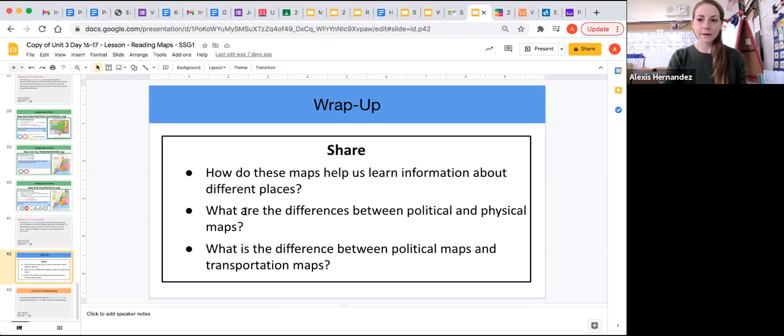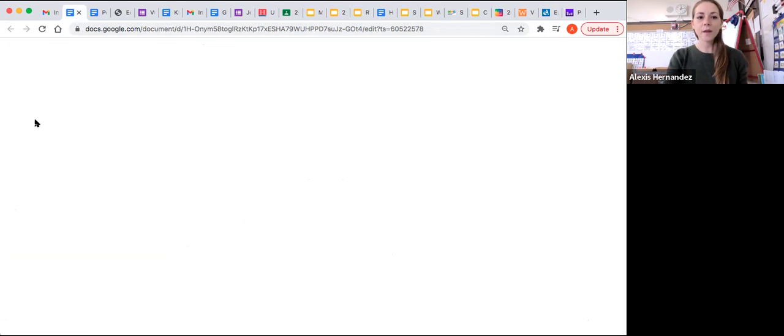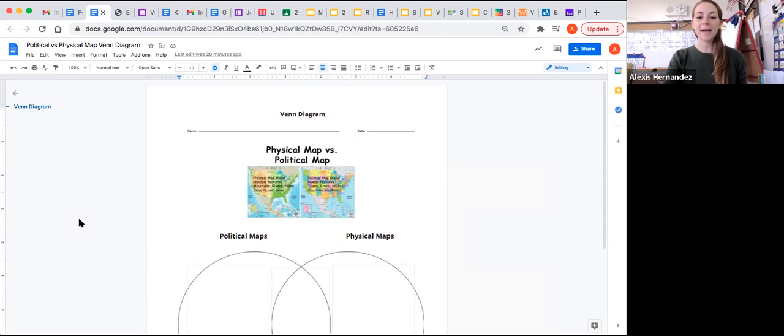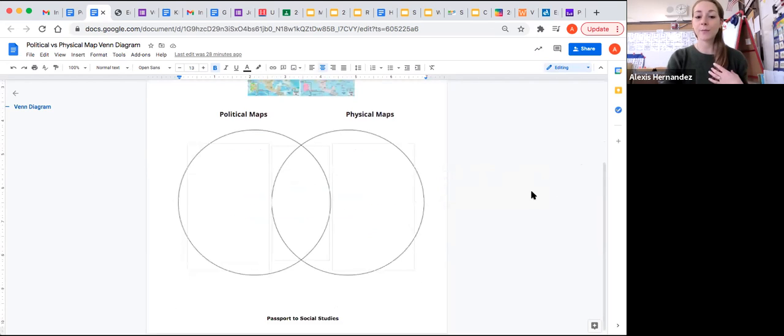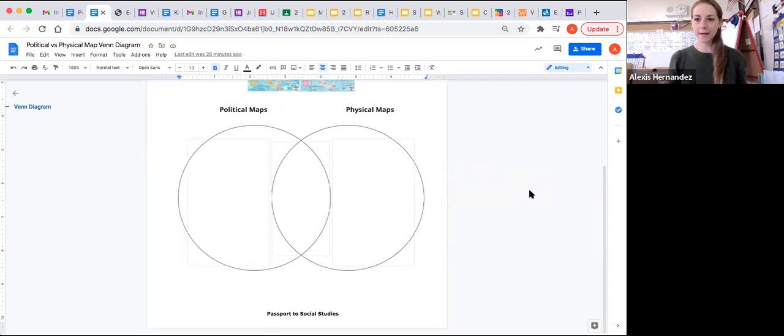So for example, instead of just having a conversation, maybe in a think, pair, share, or in a group or a breakout room, whether in the classroom or remotely, instead of having a conversation about the differences between political and physical maps, I've created a Venn diagram graphic organizer that the students can use to jot down the differences between political maps and physical maps. This gives them a chance to show their understanding and show what they have learned in this unit, but in a more concrete way, something that they might be able to tackle better than just speaking about it.